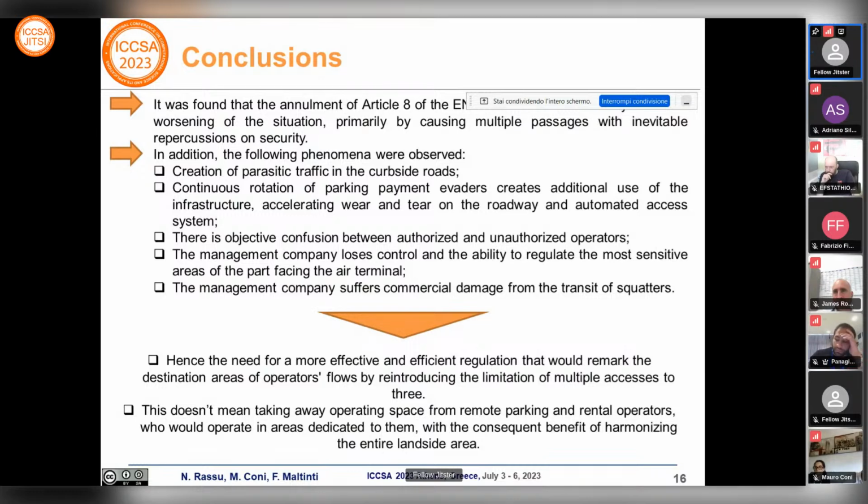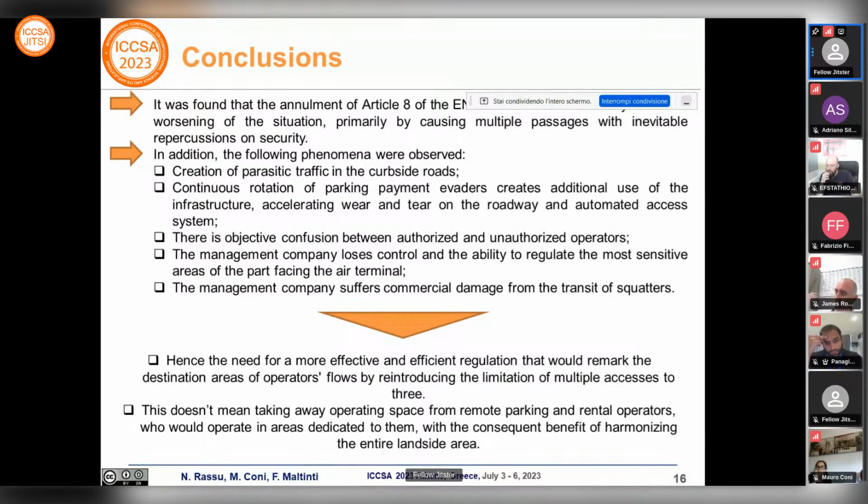There is an objective confusion between authorized and unauthorized operators. The management company loses control and the ability to regulate the most sensitive area of the parking facility of their terminal, and suffers commercial damage from the transit of squatters. Hence, the need for a more effective and efficient regulation that will remark the destination areas of operators' flow by introducing the limitation of multiple access to free.